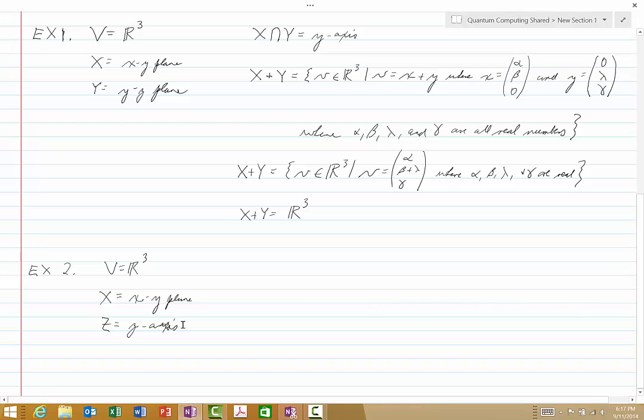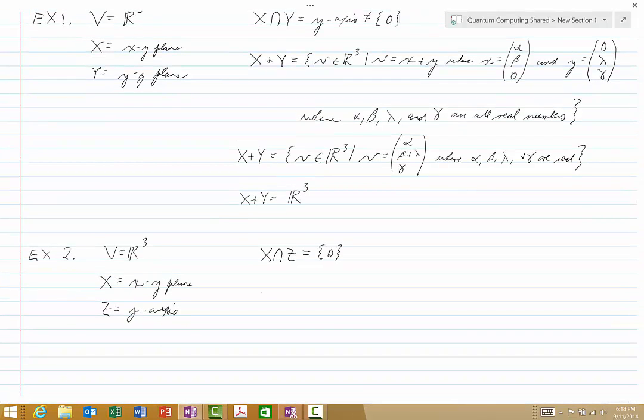So again, we have two subspaces of V, just as we did in example 1, but the important distinction here is that in this case, the intersection of these two subspaces is just the set containing the zero vector. Here above, it was not just that set, but here it is. And so in this case, it is appropriate for us to call this the direct sum.